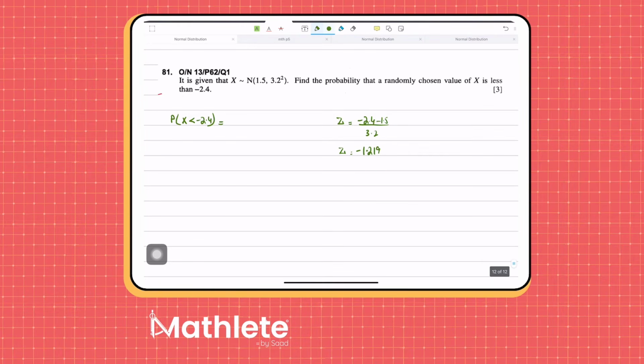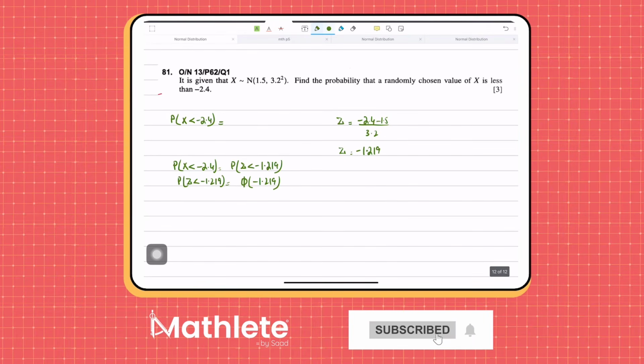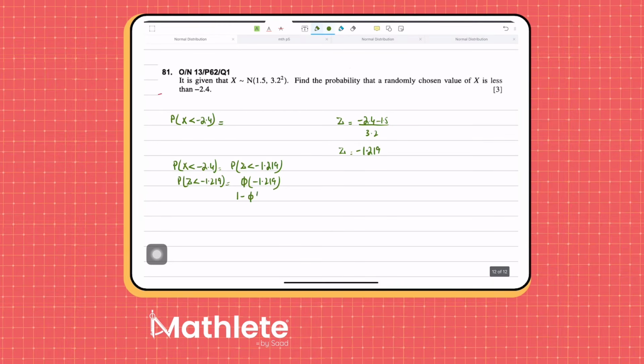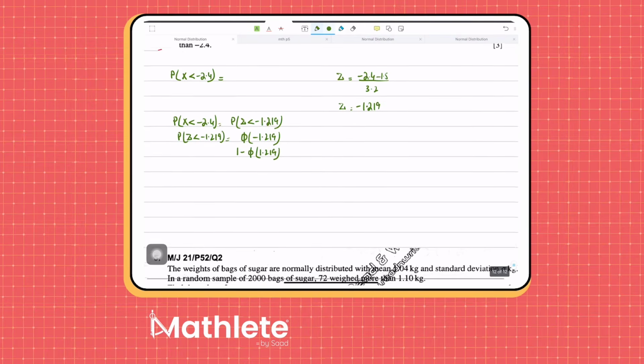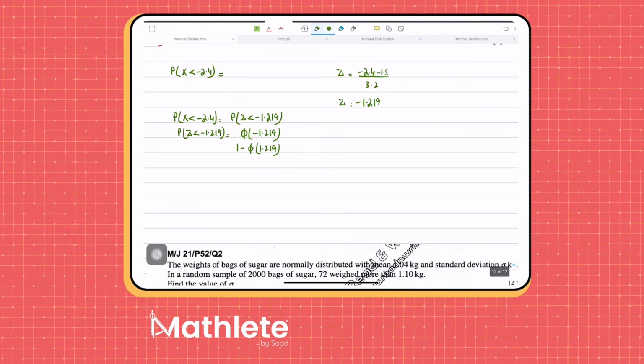So finding the probability of x being less than minus 2.4 basically means finding the probability of z being less than minus 1.219, which means finding phi of minus 1.219. And that means doing 1 minus phi of 1.219, since we know the table doesn't have any negative values, that's why we do 1 minus. Now, what's phi of 1.219?